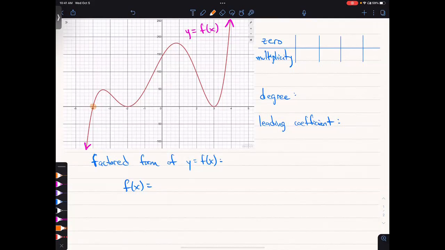So I've got 1, 2, 3 places where this hits the x-axis. I'm just going to write the values of those down: -4, -2, and 3. Now, multiplicity refers to the number of times that root or that zero counts. And what that does is tell us about how the graph looks locally near that crossing.